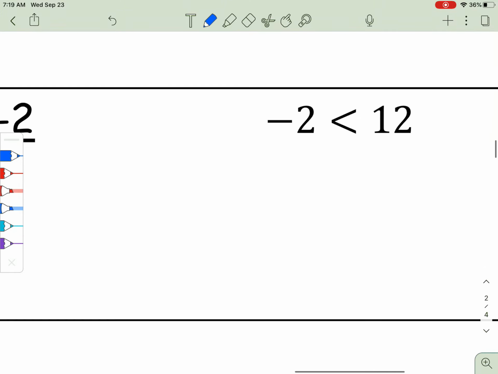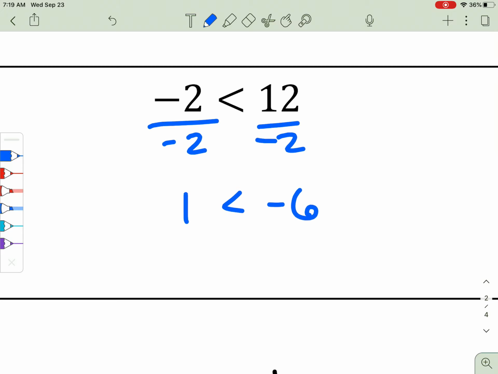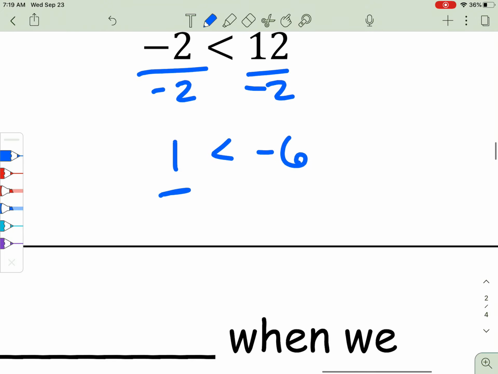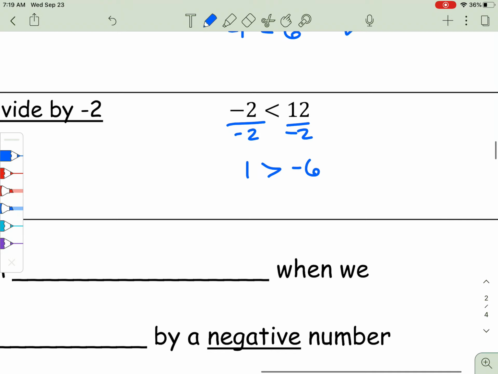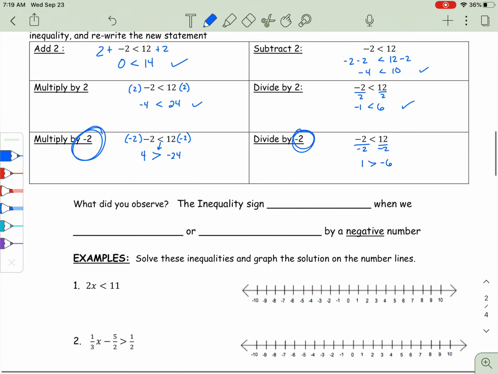How about when we divide by negative? Because this is divide by -2. Okay, -2 divided by -2 is a +1. 12 divided by -2 is -6. Is 1 less than -6? It is not. Okay, so when we divide by a negative, we also flip the sign.